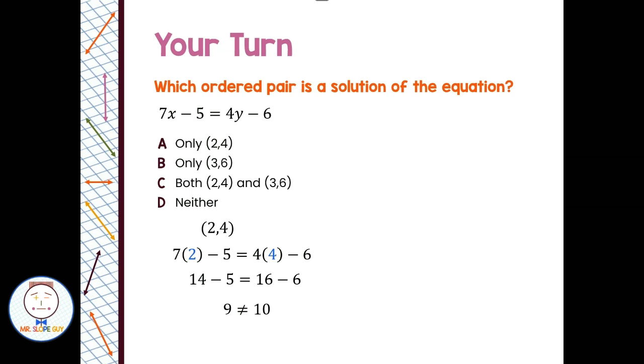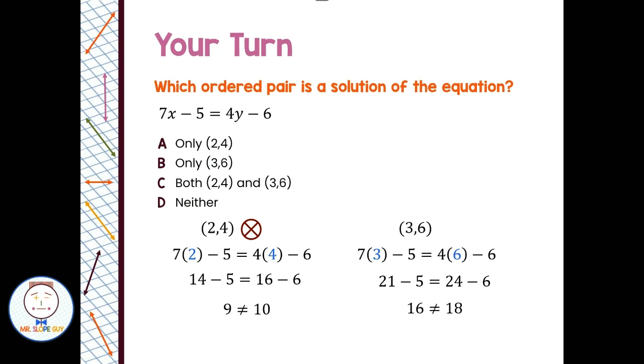Let's try our other point. Our other point was (3, 6). 3 for the x, 6 for the y. So substitute in 3 for x. Substitute in 6 for y. Then we can work this out. 7 times 3 is 21. 4 times 6 is 24. 21 minus 5 is 16. And 24 minus 6 is 18. So 16 does not equal 18. So in this case, neither one of these points are solutions to the linear equation.